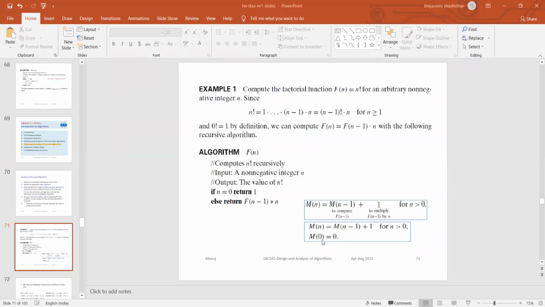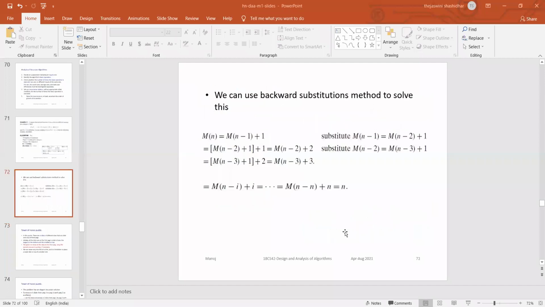If it is 0, what is the case? 0 factorial will be 0 only. So m of 0 is equal to 0. Substitute here: 0 minus 1 plus 1. 0 minus 1 is minus 1, plus 1, will get cancelled. You will get it as 0 only. So this is the recurrence relation, and you can use the backward substitution method to solve this.